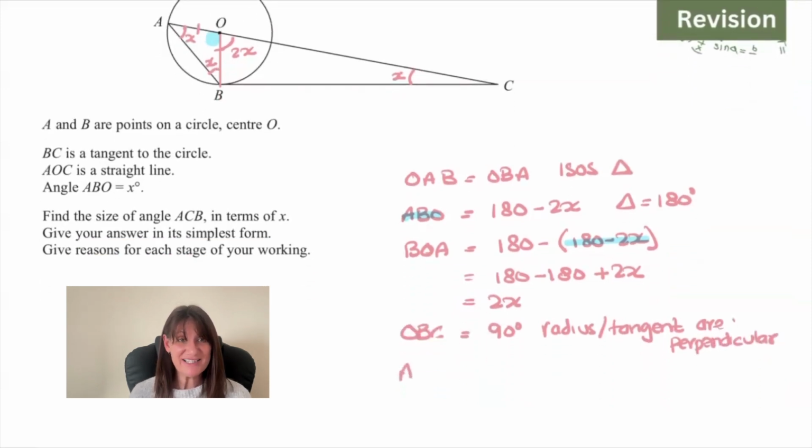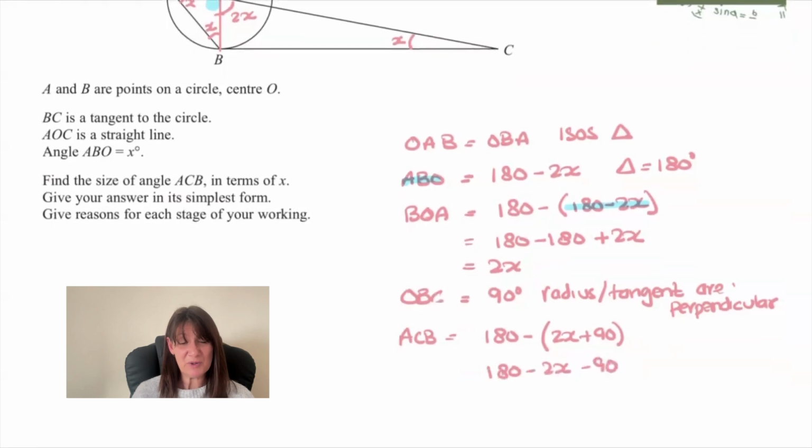Okay, we're at the final stages. So ABC, because it's a triangle, is going to be 180, take away what we know, which is 2x and 90 degrees. Again, be careful with your expansion because the negative and the positive will create a negative 90. And that will then tidy up to 90 minus 2x. That is our angle in terms of x.